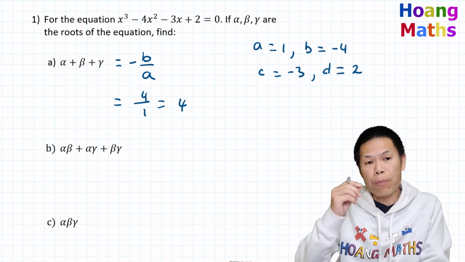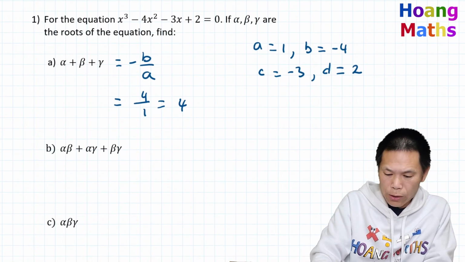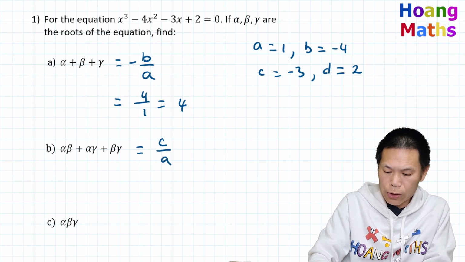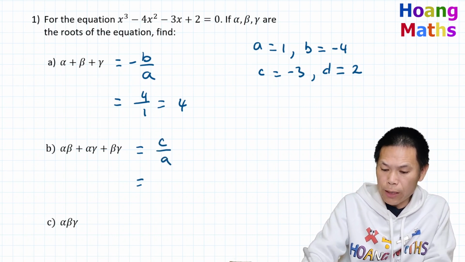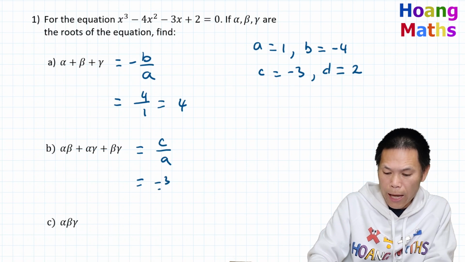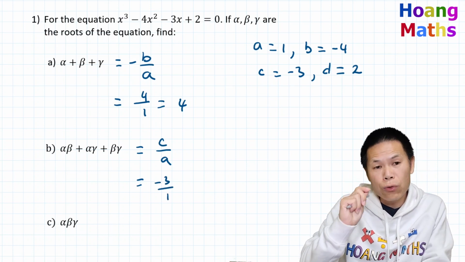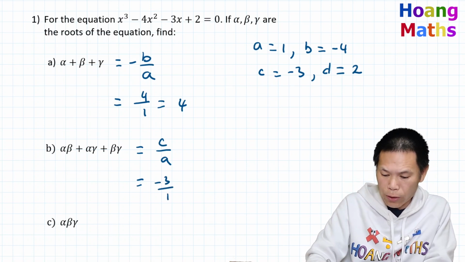Part B. So the sum of the products of the roots, so that is equal to c over a. So c, we have c is negative 3, and a is 1. So negative 3 over 1 is negative 3. So let me just write here, negative 3.